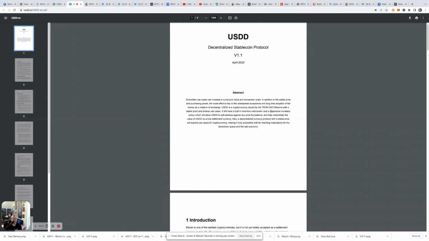So, as part of this here, it says USDD is a cryptocurrency issued by the Tron DAO. That's the decentralized autonomous organization that governs Tron. Okay. So the Tron DAO reserve, right? So that's where this is coming from. Their reserve with a stable price and diverse use cases. So it will have a built-in incentive mechanism and a responsive monetary policy, which will allow USDD to self-stabilize against any price fluctuations and help consolidate the value of USDD as a true settlement currency.